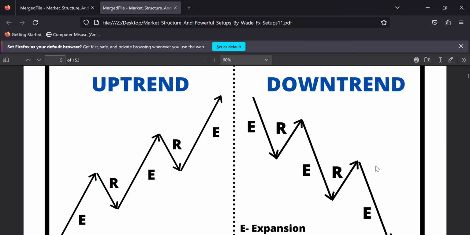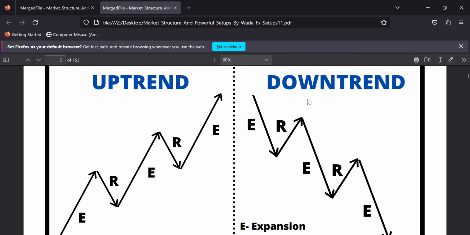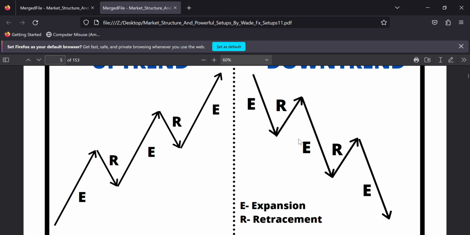This is an uptrend and this is a downtrend. Two examples at the same time. Expansion is represented by E, retracement is represented by R. E, expansion, retracement. Expansion, retracement.